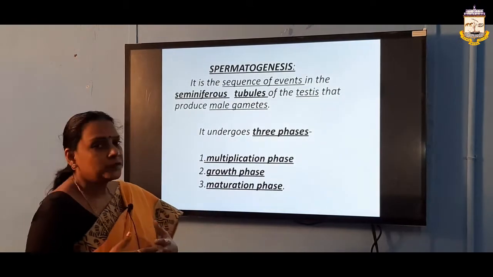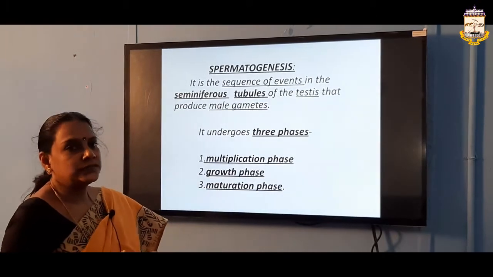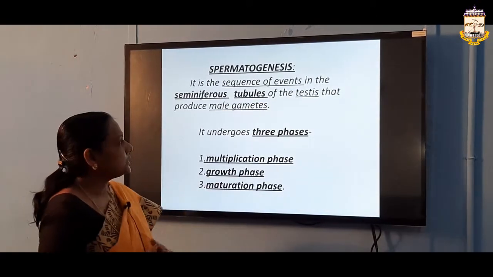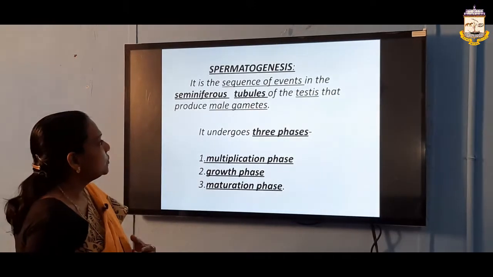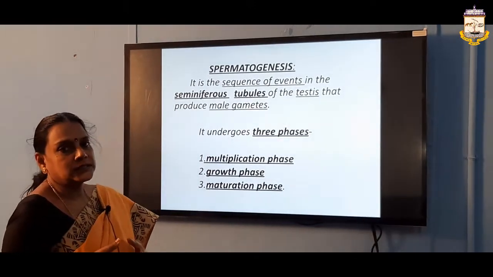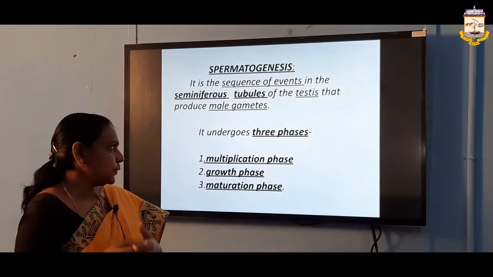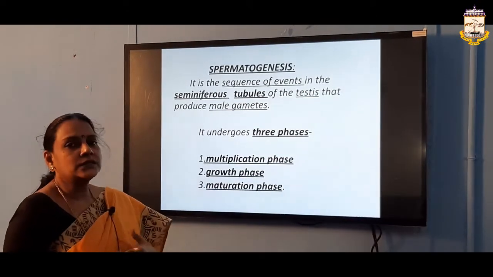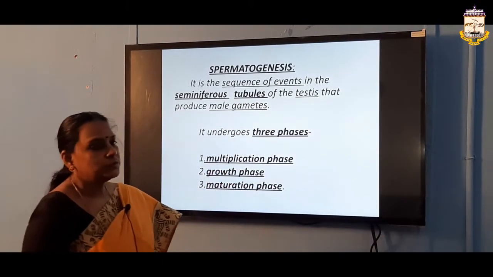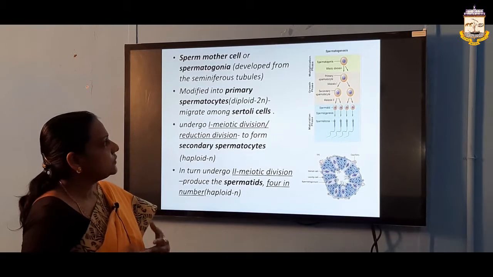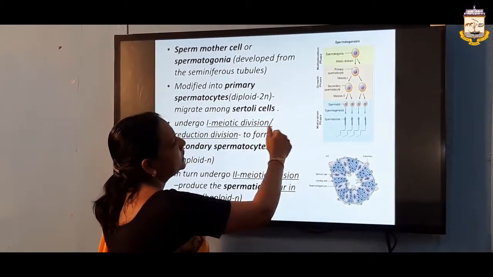So, spermatogenesis, the first process here, is the sequence of events in the seminiferous tubules of the testis that produce the male gametes. That we call spermatogenesis. Genesis means the production of sperms from the testes. Here it undergoes 3 phases: multiplication phase, growth phase and maturation phase. You can see the picture here, the multiplication phase, growth phase and the maturation phase.